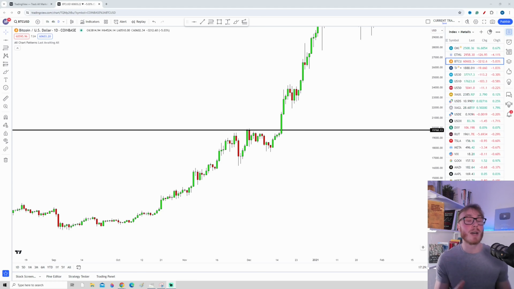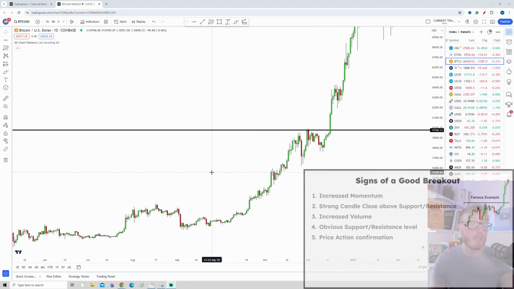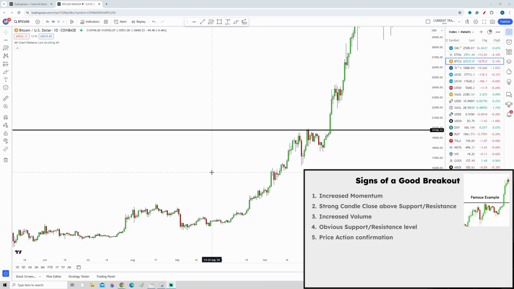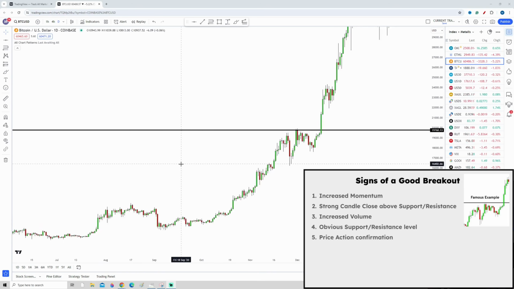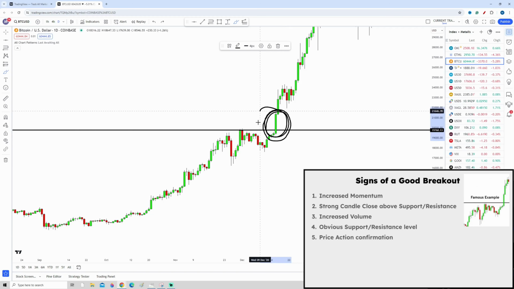Alright guys, so now let's take a look at the famous breakout example I talked about. And when I talk about this example, I want you guys to have all of the points I just recently listed in mind. So right now we're looking at Bitcoin on the daily chart, and the breakout I'm talking about is this move right here.